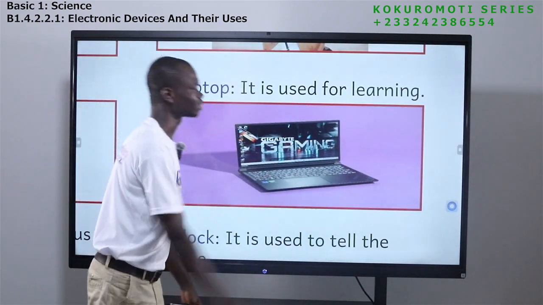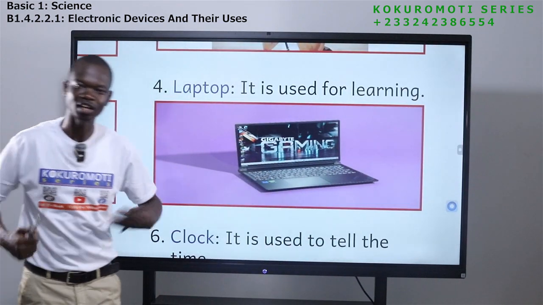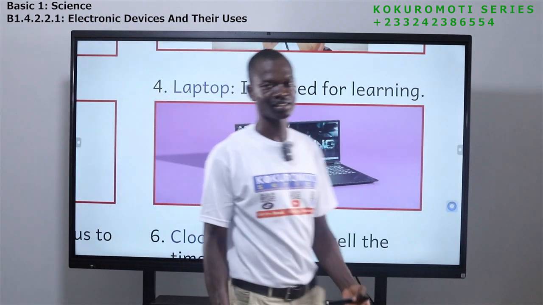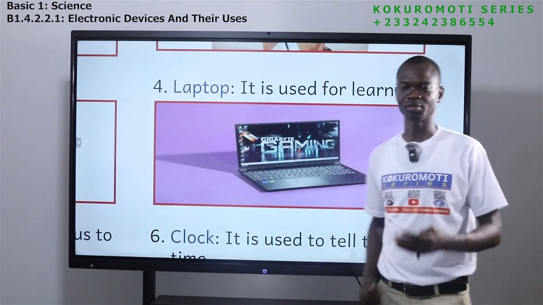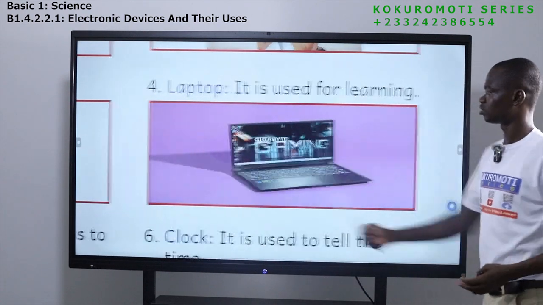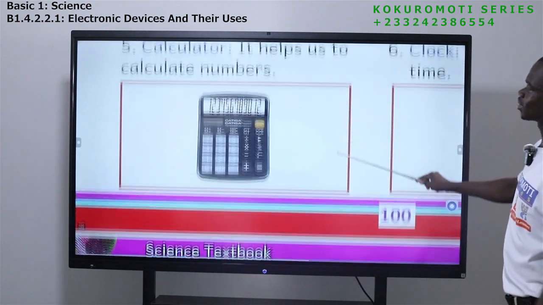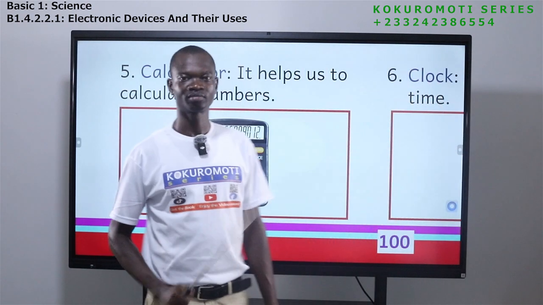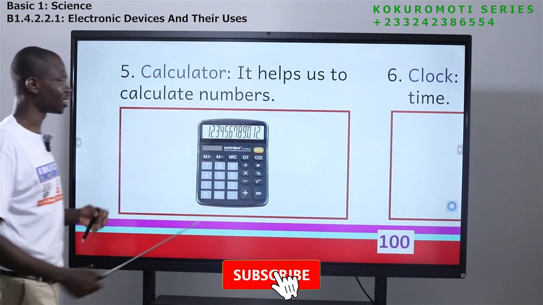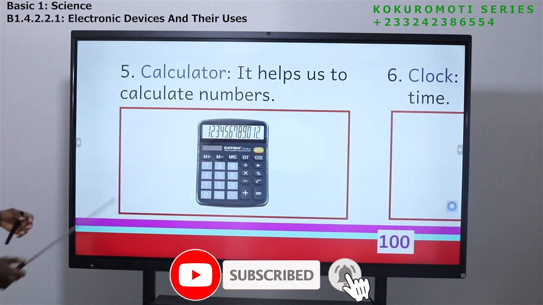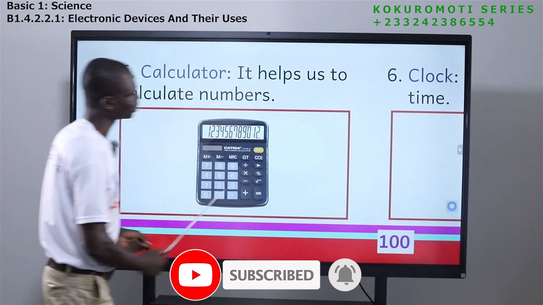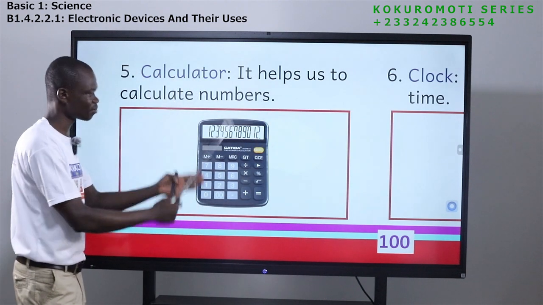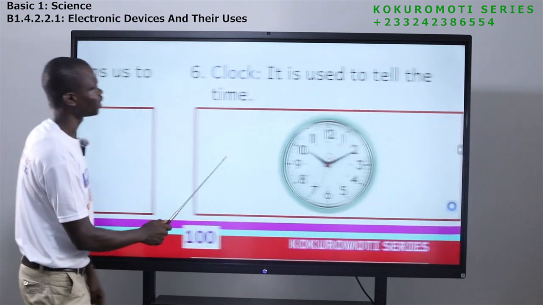Laptop is used for what? What do you use laptop for? We use laptops for learning. Apart from that, there are other things that we can use laptops to do. Now let's come to this side. Calculator. Have you seen calculator before? So if you want to add numbers, if you want to subtract figures and other things, you need calculator. So calculator helps us to what? Calculate numbers.